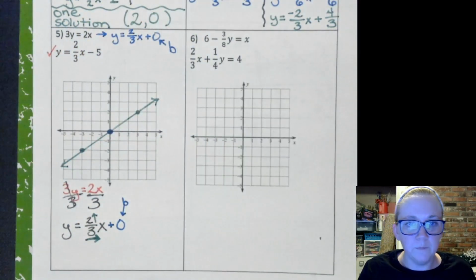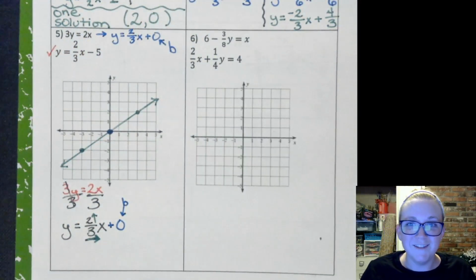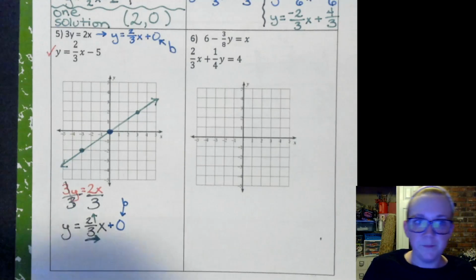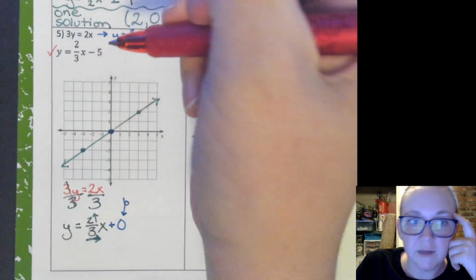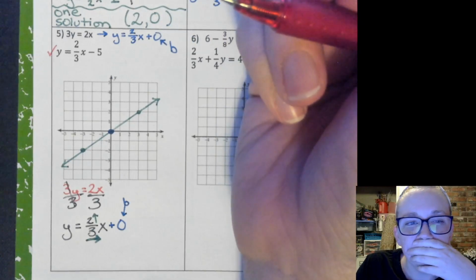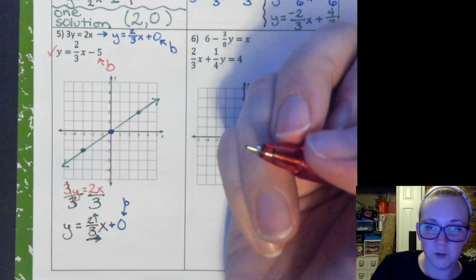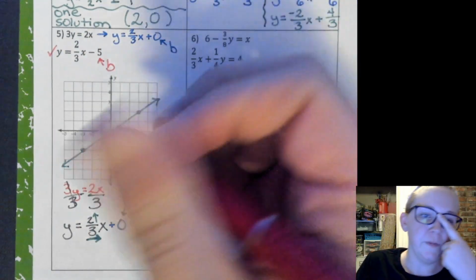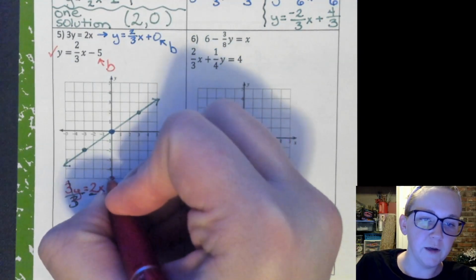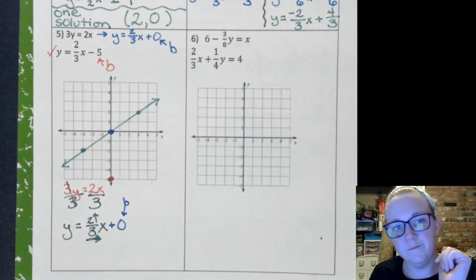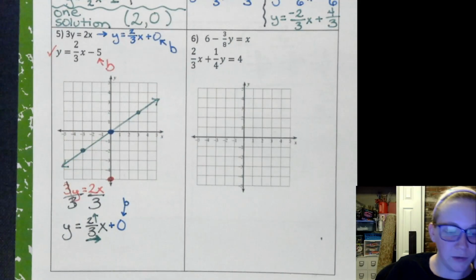Graph. Boom. Alright, first one done. I gotta do the next one. Okay, now this one says -5, right? That's our b value, which is where you begin. So go to 0, find -5, put a dot. There's -5, there's our b value.